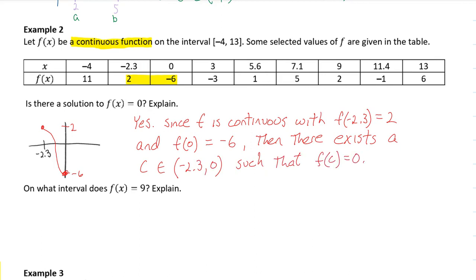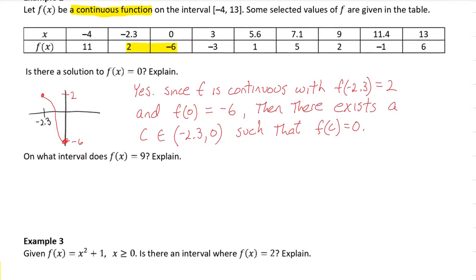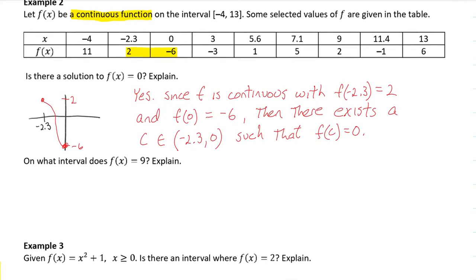That's it. To show that a function has a particular value, you have to explain two things. You have to be able to say that it's continuous, and you have to be able to show a value above and a value below in order to say that. I would encourage you to stop the video and see if you can do the next one on your own.